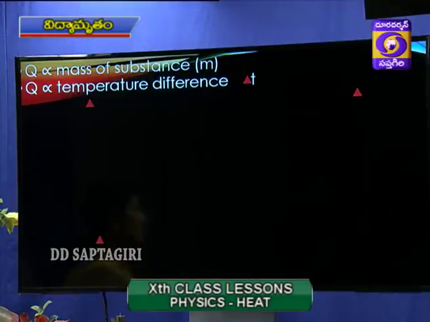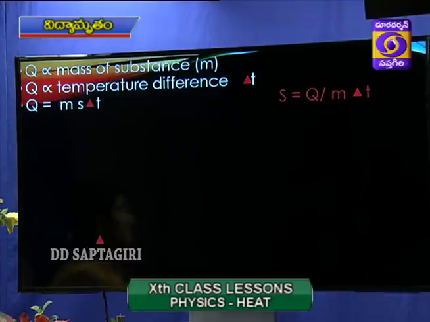For example, for 30 to 60 degrees we have to increase the temperature of a substance, we have to give some 40 calories. If we want to increase the substance from 30 degrees to 90 degrees, for 60 degrees of temperature rise we have to give more heat. That means Q is proportional to the temperature difference. If the temperature difference is more, we have to give more heat energy. That means Q is equal to M into S into delta T.